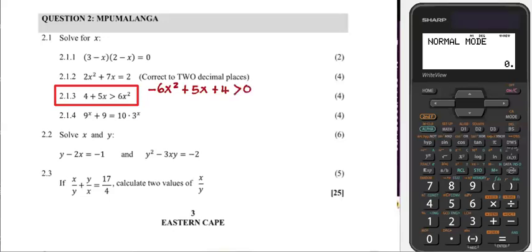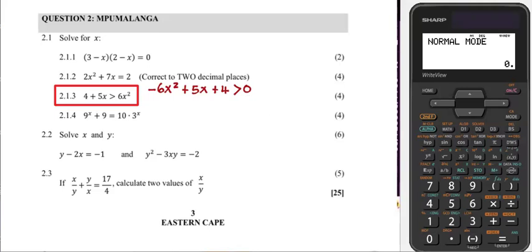Now, there are 4 ways to change the inequality sign, but I'm going to give you 3. One, if you multiply or divide by a negative throughout, meaning left-hand side and right-hand side, the inequality sign will face the other direction. That's number 1. Number 2, if you reciprocate, you write the left-hand side and the right-hand side upside down, inverting both sides, the inequality sign will change.